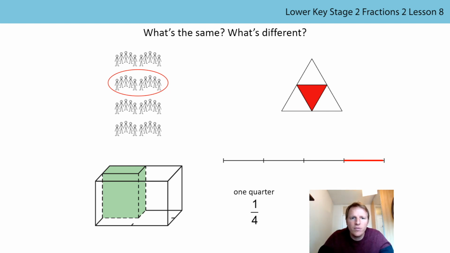Let's see if that's right. For our people, I can see there's 1 group circled, 1 part circled. In our volume, I can see 1 of the 4 equal parts, and I have to imagine the other 3 of those 4 equal parts. In our shape, again, I can see that there is 1 red triangle. The other 3 triangles that make up our 4 equal parts are not shaded in. And for my number line, I've got 1 part that's in red, and that's 1 out of the 1, 2, 3, 4 equal parts. So what is the same is that in each image 1/4 has been shown.